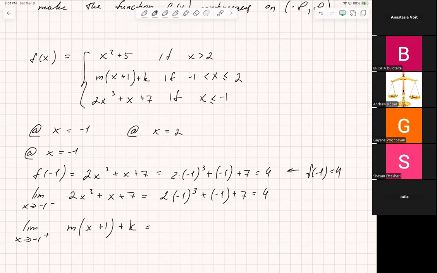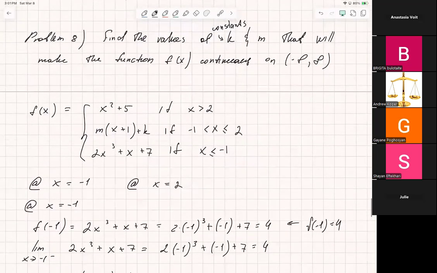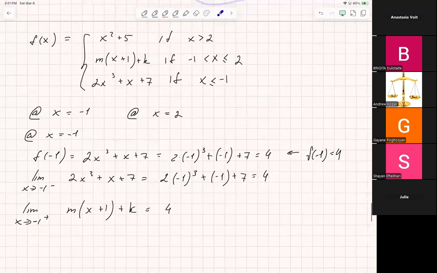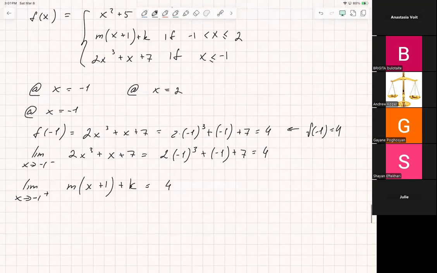So we know that it's supposed to be 4 for the function to be continuous. We want to find the values of k and m for the function to be continuous. So in order for the function to be continuous, we need the left limit equal to the right limit equal to the function defined at that point. So we want it to be equal to 4, right?